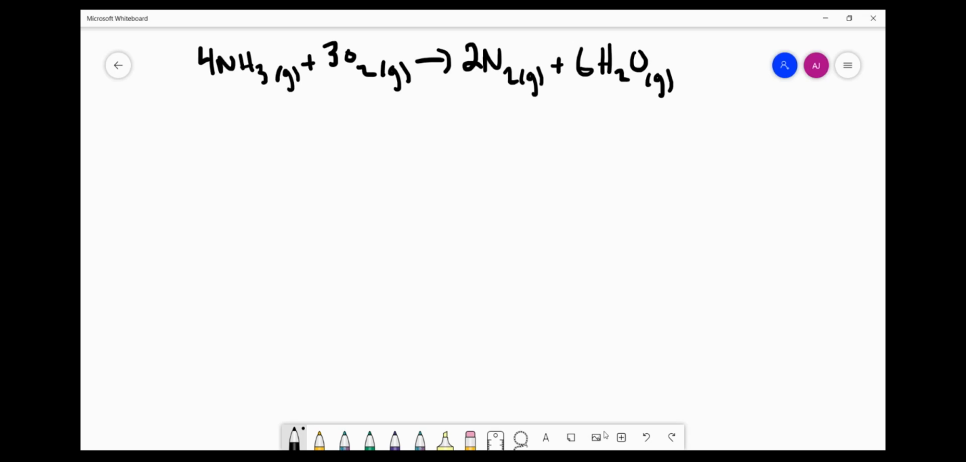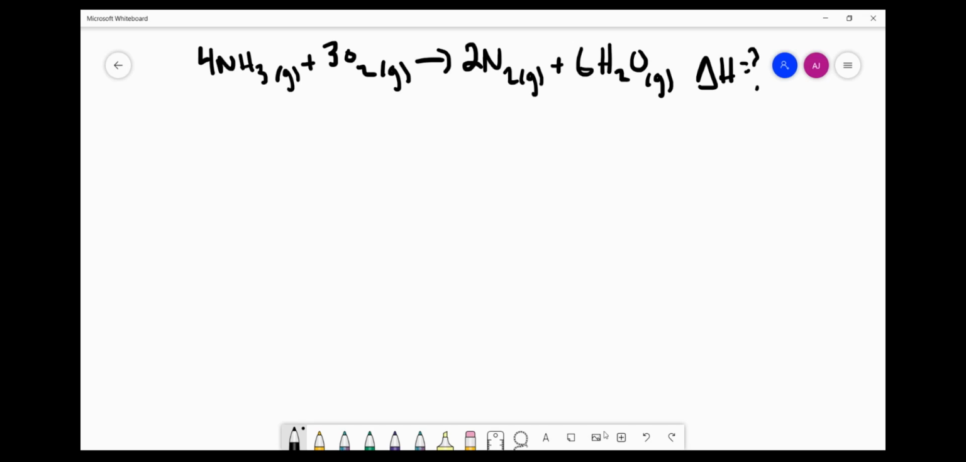So let's use this equation as an example, and let's find the heat of reaction for this equation. I'll just put that as my unknown. My first step is always going to be to balance. However, this equation has already been balanced.